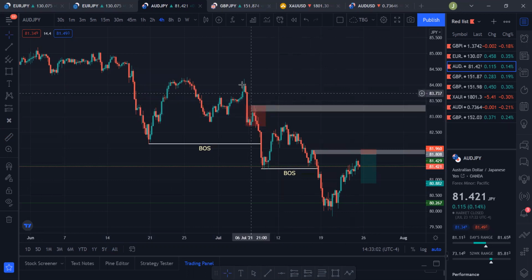Don't only focus on these individual order blocks right here. Look at the whole block itself, especially with moves like these, because price could sometimes miss the upper order block but still give you a good signal right here, and you could potentially miss out on some moves.